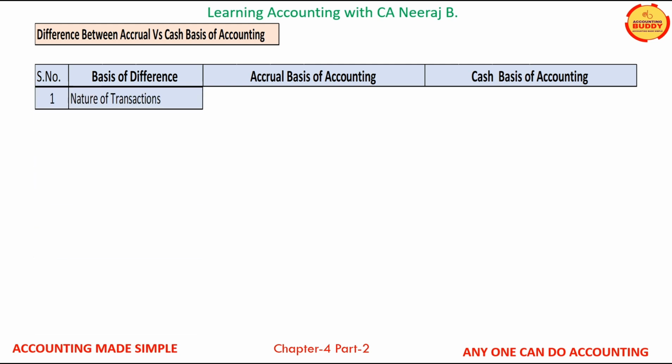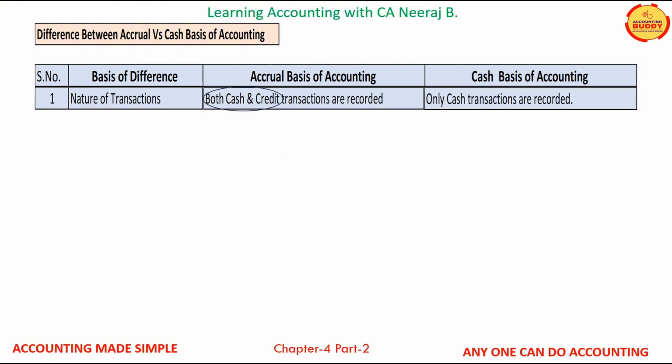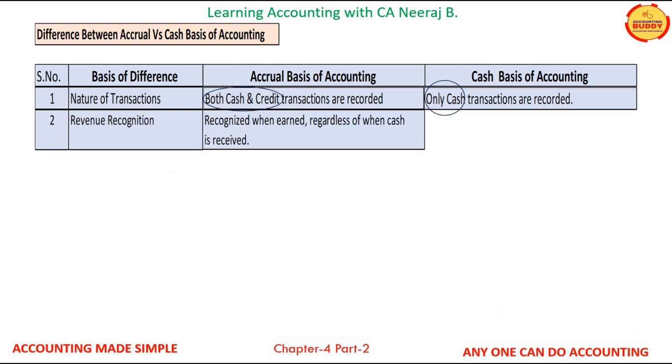Number one, nature of transactions. Under accrual basis of accounting, both cash and credit transactions are recorded. While under cash basis of accounting, only the cash transactions are recorded. Number two, revenue recognition. Under accrual basis of accounting, revenue is recognized when it is earned, regardless of when the cash is received. While under cash basis of accounting, revenue is recognized only when the cash is actually received.